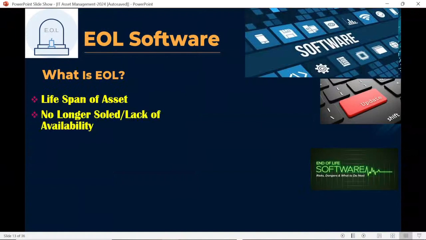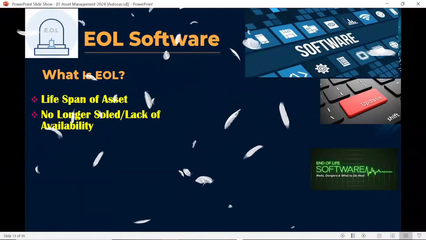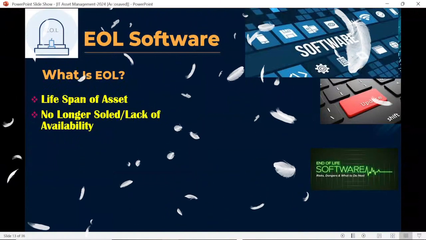Next, it's very important to keep in mind that if any publisher or vendor declares any software as end of life, it clearly indicates that the vendor or publisher is no longer going to sell that product in the market. It means that the product will not be available in the market. So lack of availability of that product in the market is an important point which we have to keep in mind.